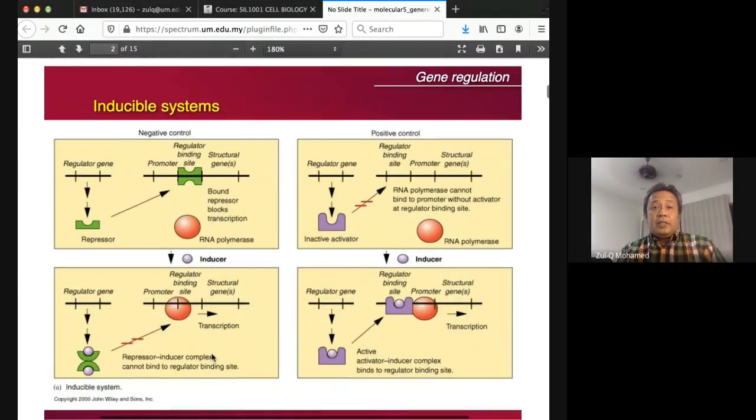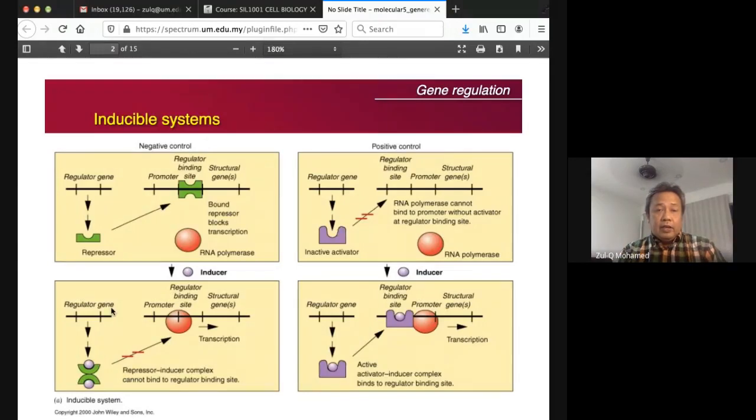This is an inducible system. On the left panel is a negative, on the right panel is positive. There are just two examples. Remember, inducible can be switched on. You can switch it on by removing the repressor, or you can switch it on by adding the activator. Correct? Both cases, left and right, result in switching on. So that's where you get negative control, that's where you get positive control, just different terms to refer.